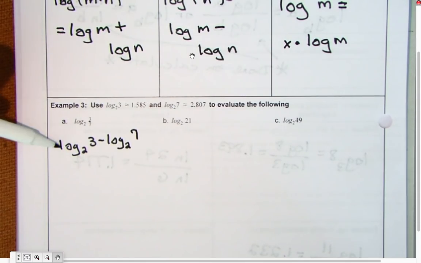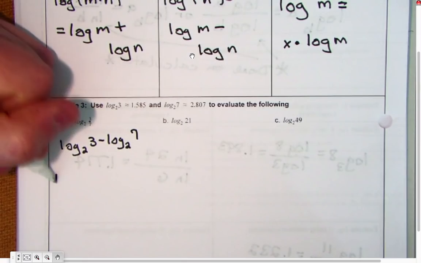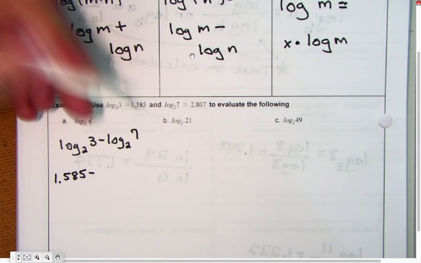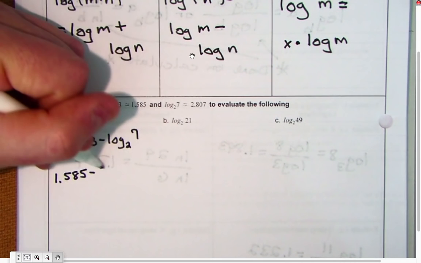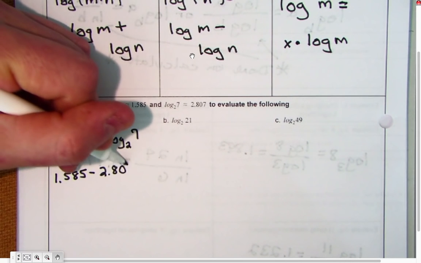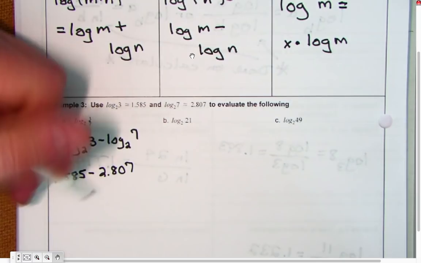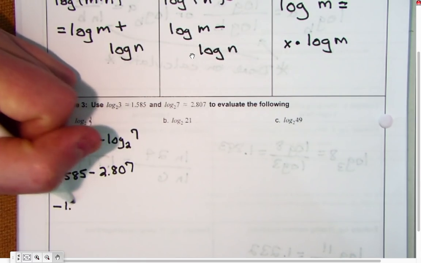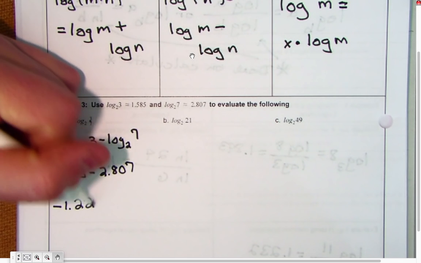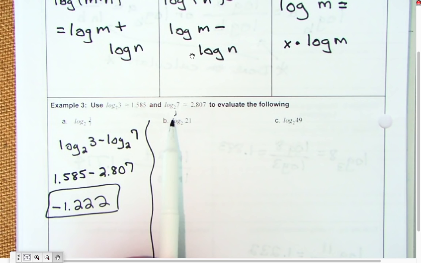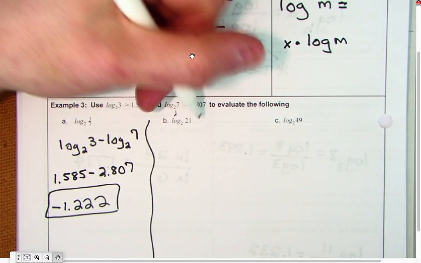Knowing that the logarithm base 2 of 3 has a value of 1.585, and the logarithm base 2 of 7 has a value of 2.807, we can substitute those numbers in. And then if we do a simple subtraction, 1.585 minus 2.807, we get an answer of negative 1.22.